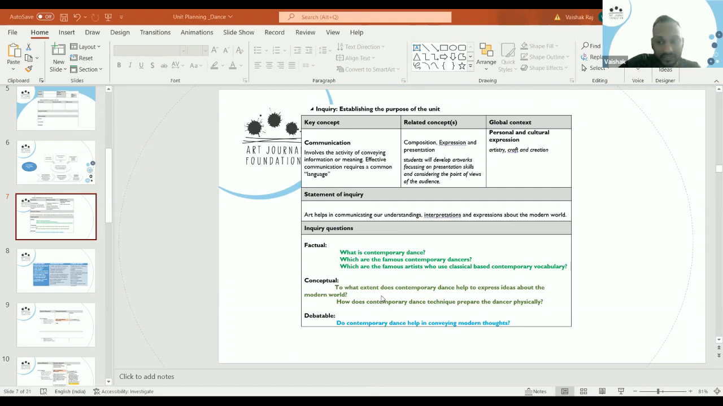Okay, due to the time lag, I'm just going ahead. Someone else. Factual: What is hip hop dance? Fantastic. Conceptual: How did hip hop bring change in society? Or how did hip hop evolve? How did hip hop dance evolve? It's also conceptual. Does hip hop evolve through time? Again, change. Did hip hop dance evolve with time?